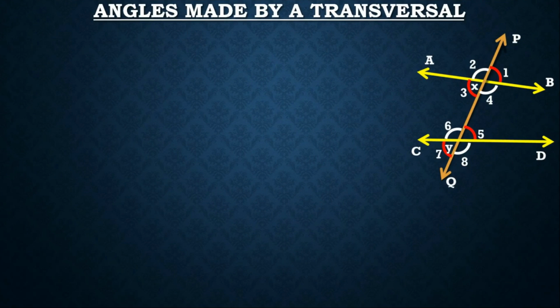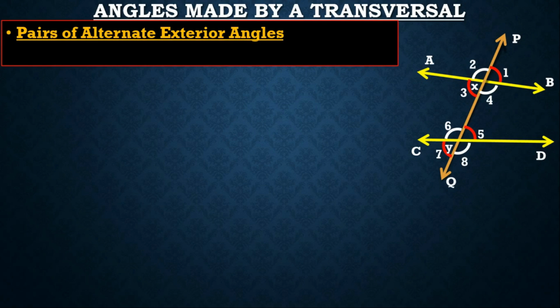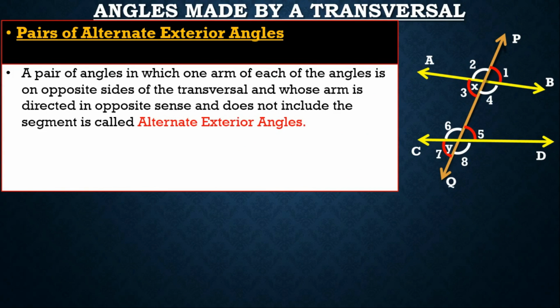Now let us see another angle which is made by a transversal. Another angle which is made by a transversal is pairs of alternate exterior angles. Now let us see what are pairs of alternate exterior angles. A pair of angles in which one arm of each of the angles is on the opposite side of the transversal, and whose arms are directed in the opposite sense and do not include the segment, is called alternate exterior angles.